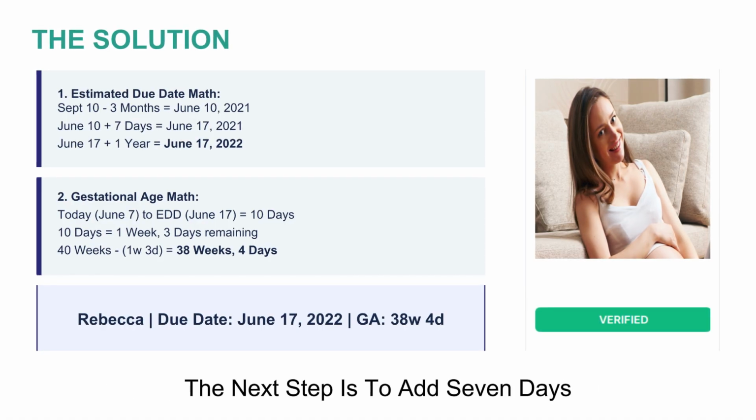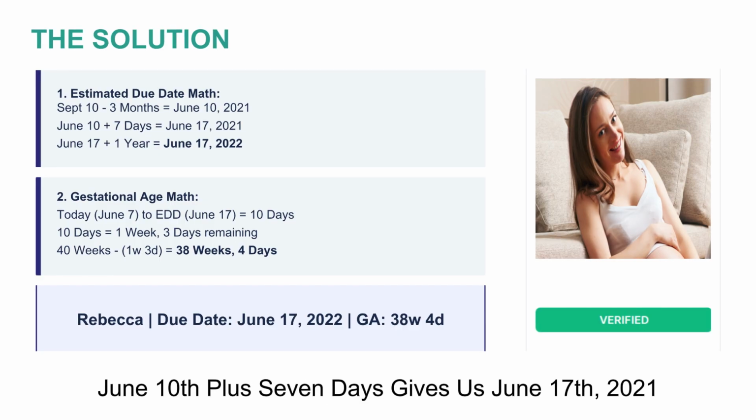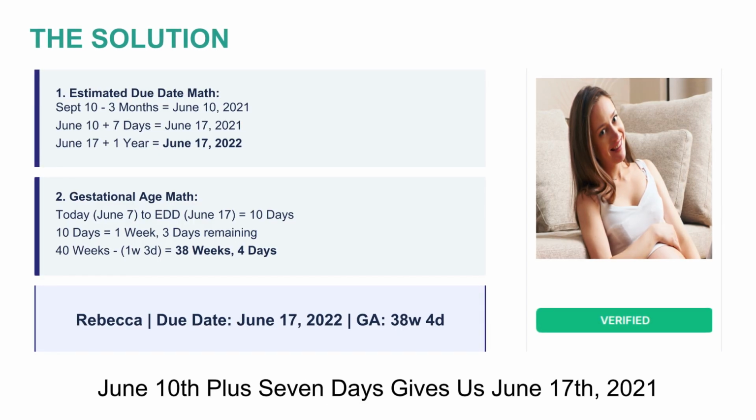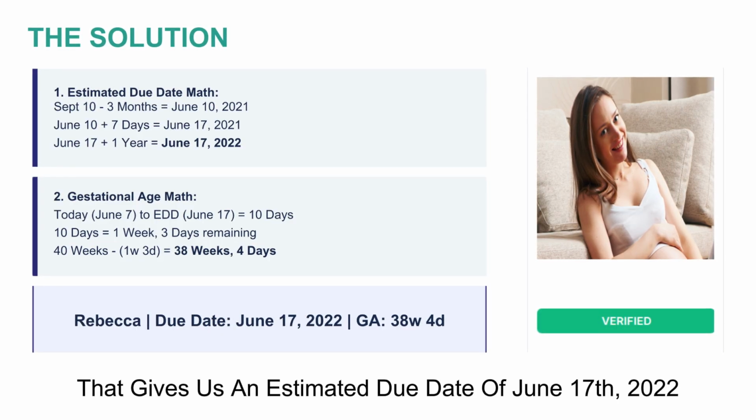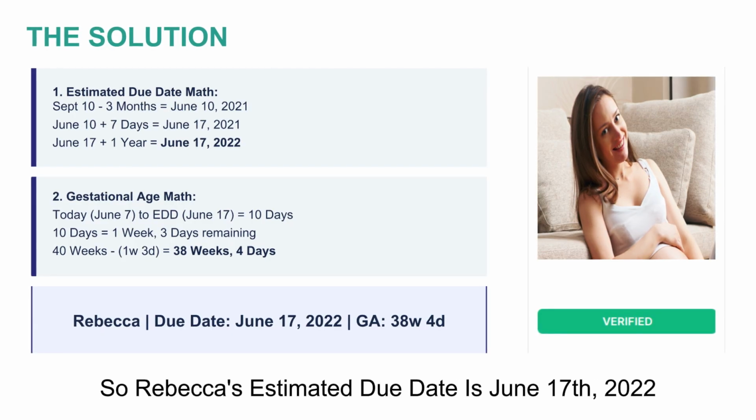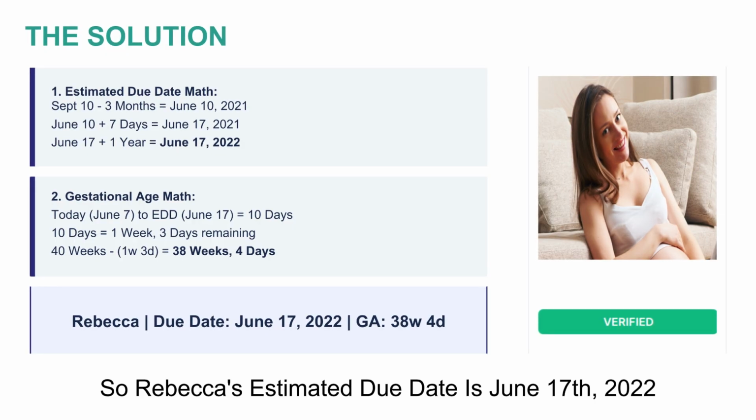The next step is to add 7 days. June 10th plus 7 days gives us June 17th, 2021. The final step is to add 1 year. That gives us an estimated due date of June 17th, 2022. So Rebecca's estimated due date is June 17th, 2022.